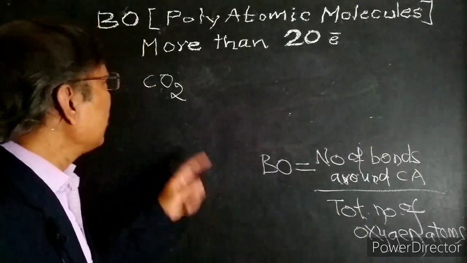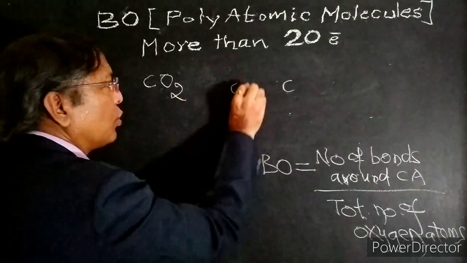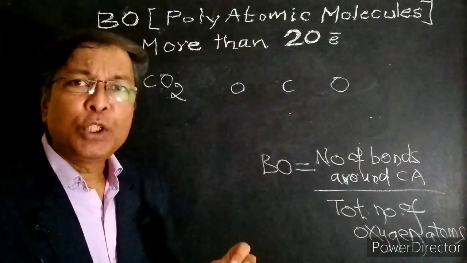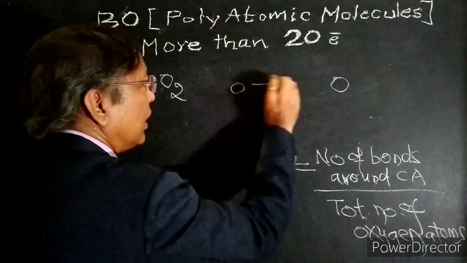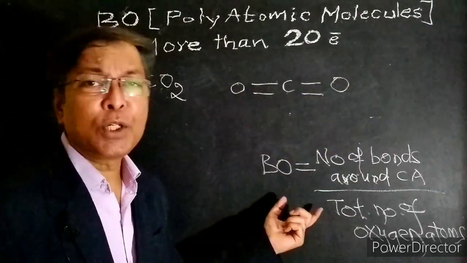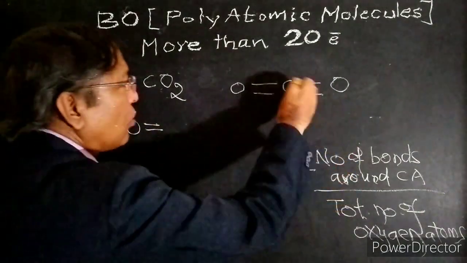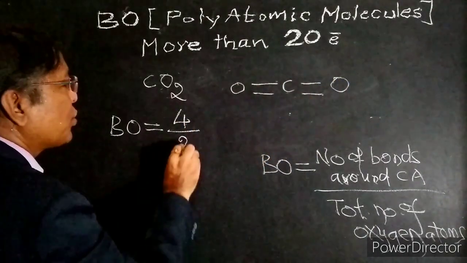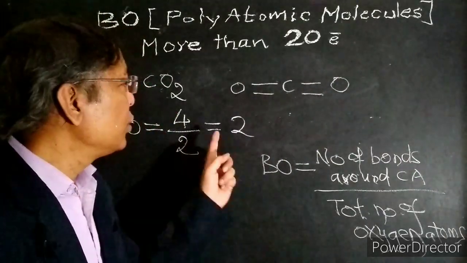Now let us find the bond order in case of CO2 molecule. Carbon is the central atom. There are 2 oxygen atoms. We should write them around the central atom, and we know oxygen atoms without charge must be bonded to the central atom with a double bond. Therefore, this is the structure of CO2. Now let us apply the super trick to find out the bond order. Bond order equal to number of bonds around the central atom, 1, 2, 3, 4, divided by total number of oxygen atoms, 2, that is equal to 2. Therefore, bond order in case of CO2 molecule is 2.